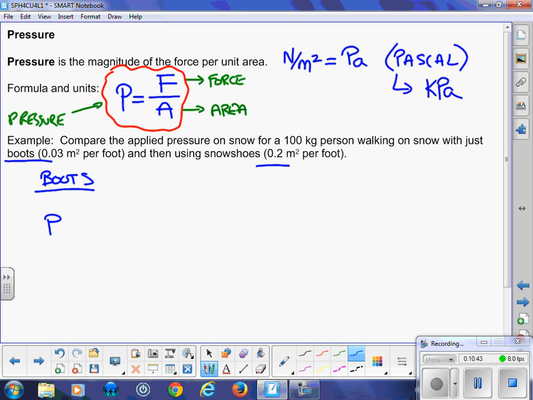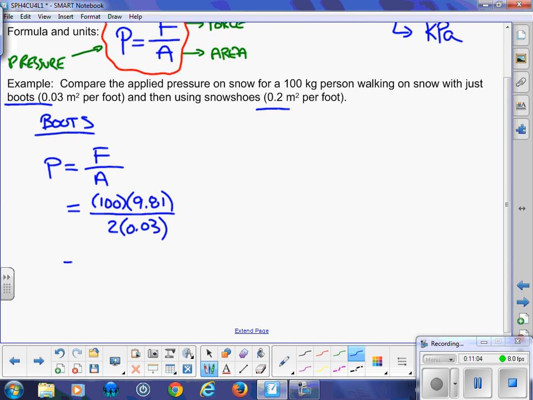So with boots, we know the formula: pressure equals force divided by area. Your force, using Newton's second law, is the mass multiplied by gravity, divided by my area. There's two shoes, and my shoes cover an area of 0.03. So if we calculate that out, we end up with 16,350 pascals, or 16.4 kilopascals. All right.